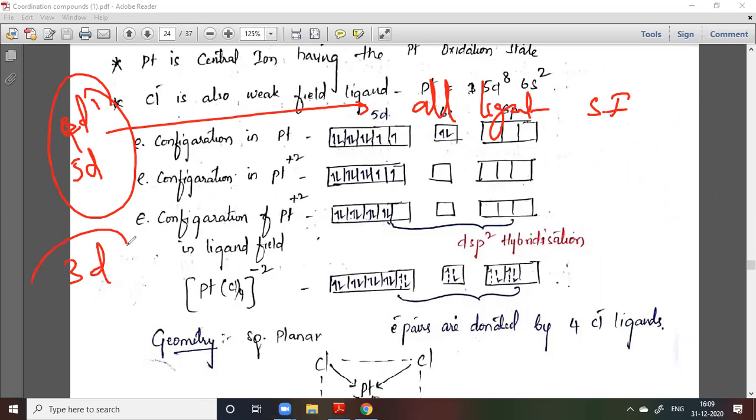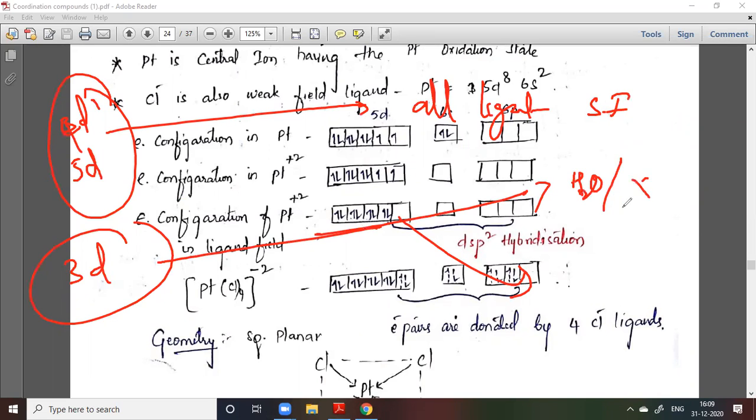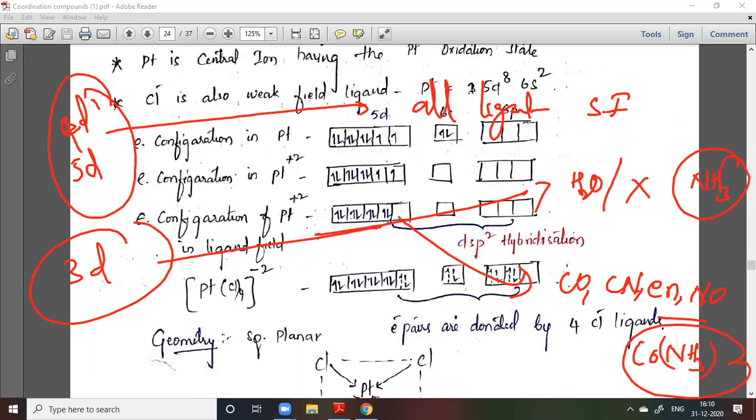But in case of the 3d series, there is a difference, weak field and strong field. H2O and halogens are weak field ligands, and the strong field ligands are mostly CO, cyanide, en, NO, like these. And remember NH3 is a weak field ligand, but except when coordinated to cobalt it will get strong field capacity. You must remember these points here.